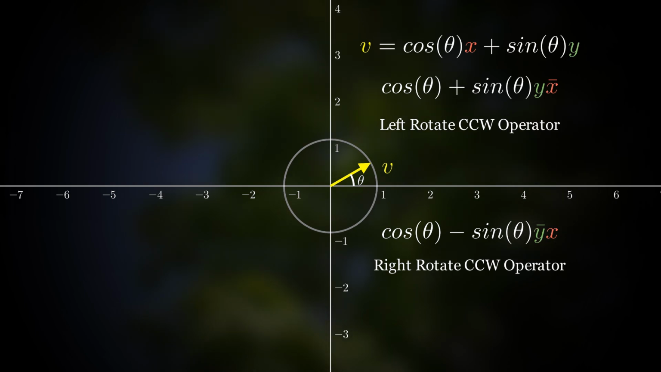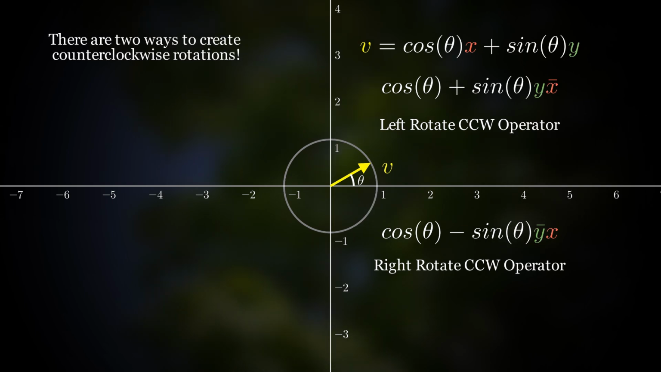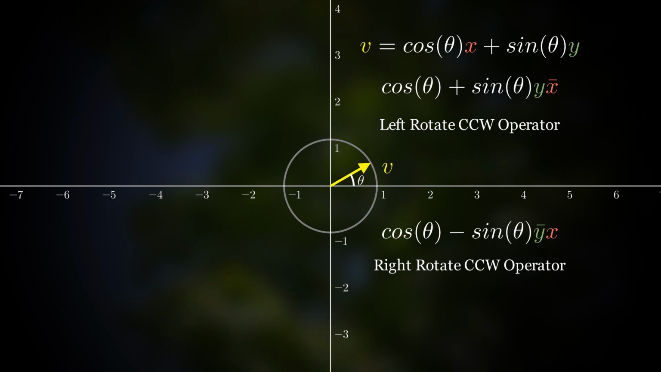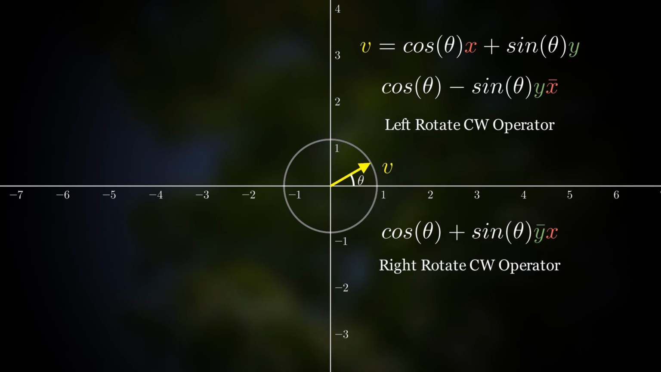So, as you can see, there are two ways to create counterclockwise rotations. You can either apply the left operator or the right operator. They behave exactly the same and produce the same rotations. And if you want to rotate clockwise, you can just put minus theta inside the parentheses of cosine and sine. Cosine minus theta is still cosine theta. That doesn't change. And sine minus theta becomes minus sine theta. And we see that counterclockwise and clockwise rotations are very similar. We simply put a minus sign in front of sine.